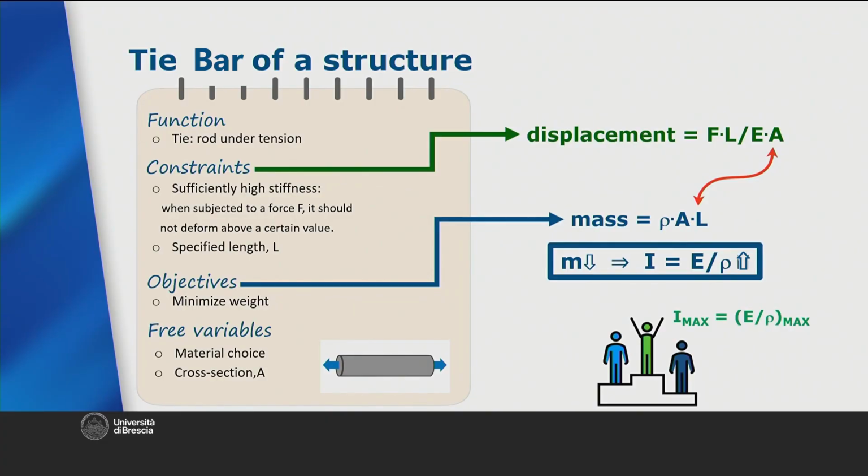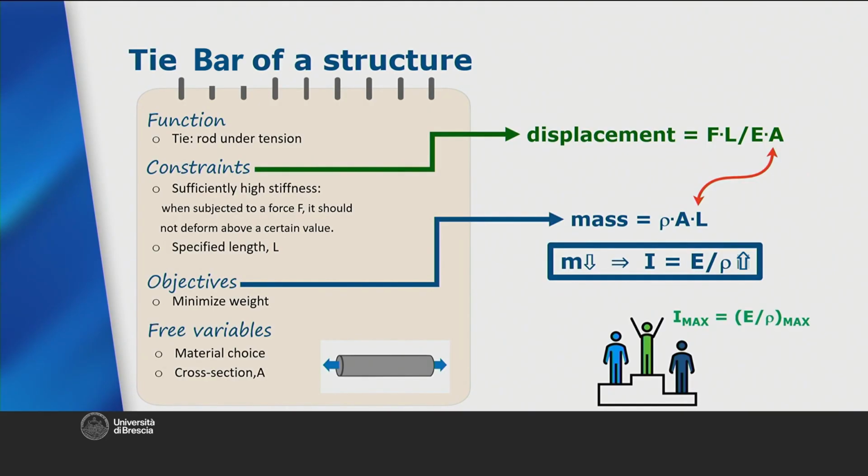The fact that a geometric variable, the cross-section, is free means that the mass can be reduced not only by changing the material, but also by reducing the cross-section, as long as the required stiffness is still guaranteed. This clearly shows how mass and stiffness are linked to each other. The cross-section affects both, and finding the right balance leads to a material performance index that combines multiple properties.